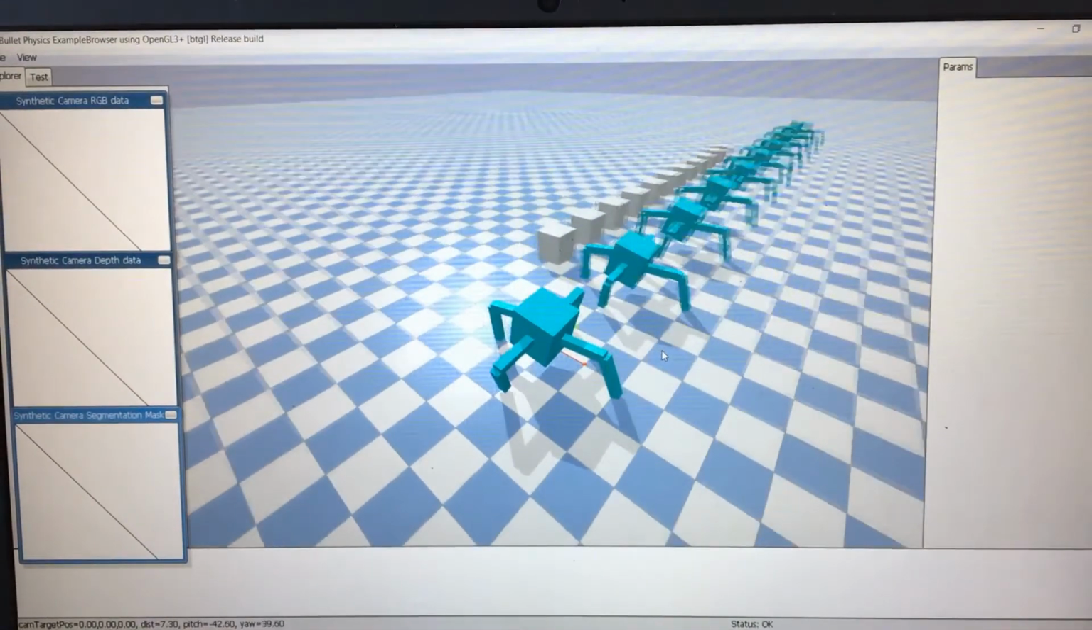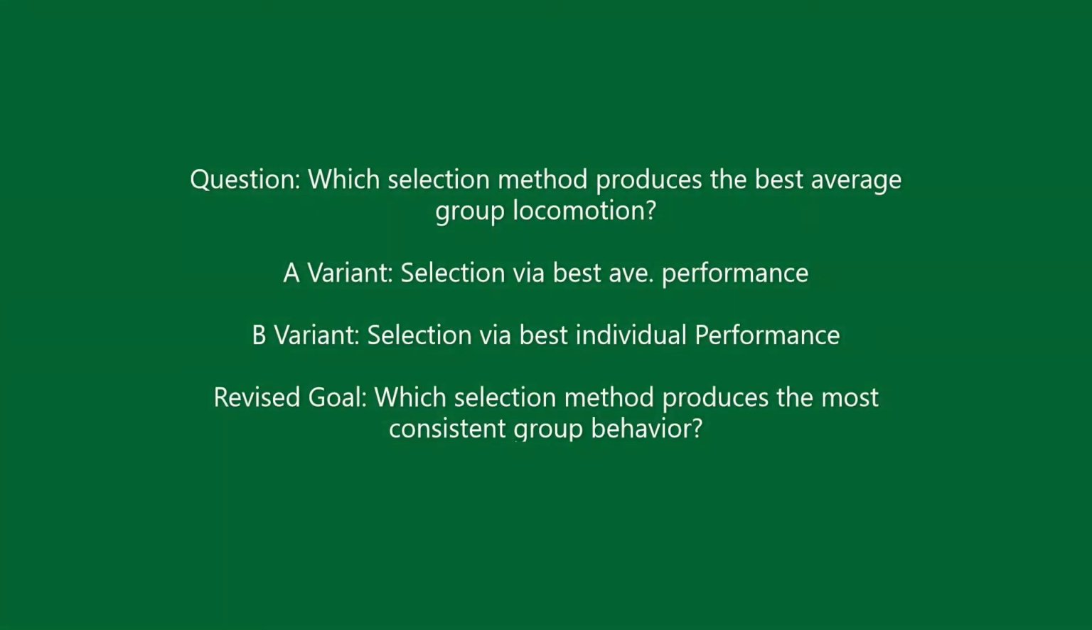I broke this into an A variant, where selection was made based on the best average performance of the group, and a B variant, where selection was made based on the best individual performance in the group. The C variant was for a separate question, which I'll explain later.